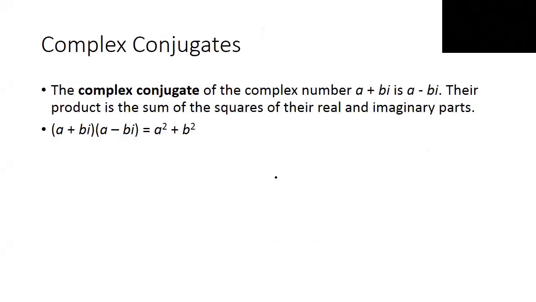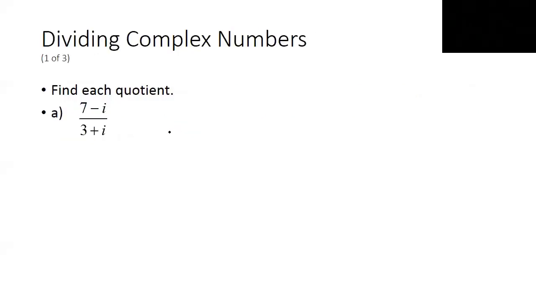The complex conjugate of the complex number a plus bi is a minus bi. So we use this to rationalize expressions later. So every time you see a plus bi, if I multiply by a minus bi, the product of that would be a squared minus b squared. So these squares would eliminate the i in our calculation.